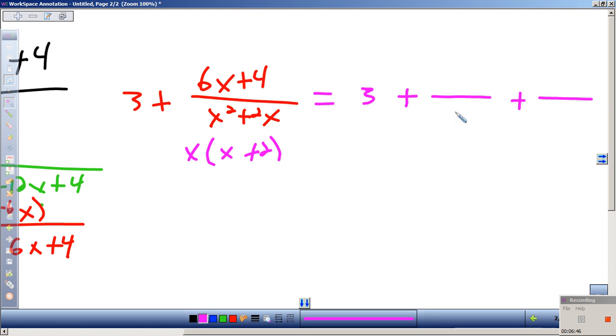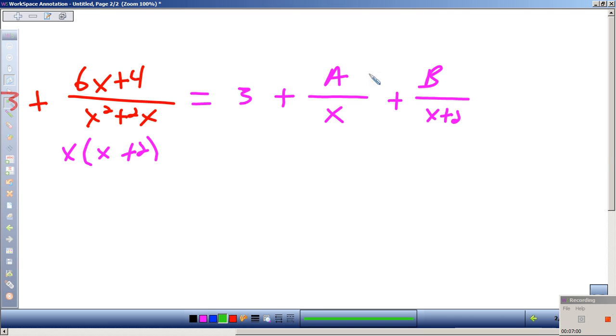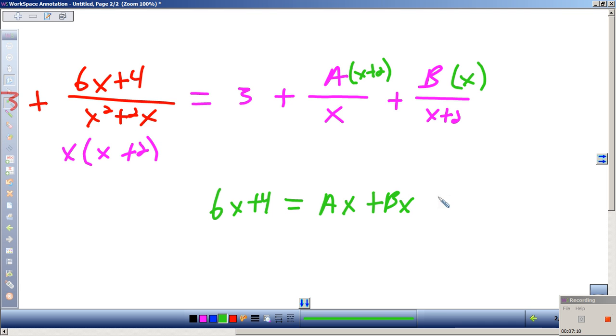Let's check with here, x. And here, x plus 2. Up here. Okay, and then what would you do? Combine. Common denominator. Okay, so there's now an x plus 2 x. So we have 6x plus 4 equals ax plus bx plus 2a.